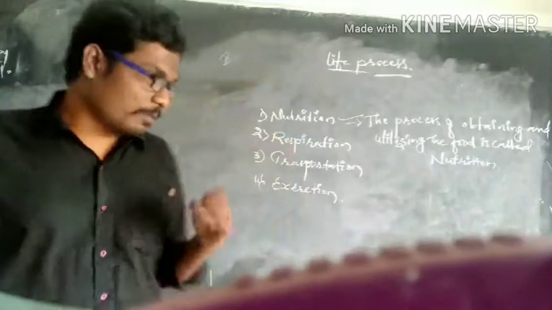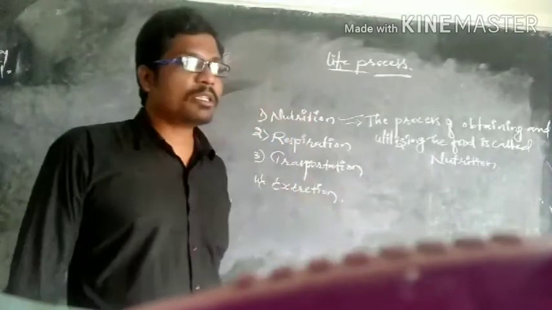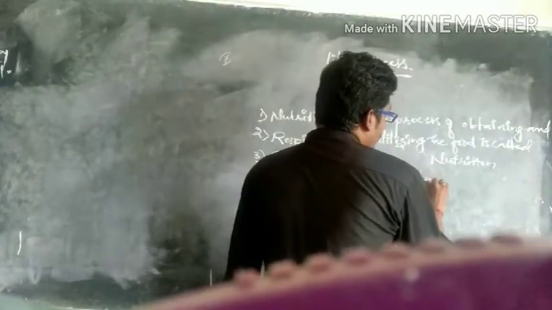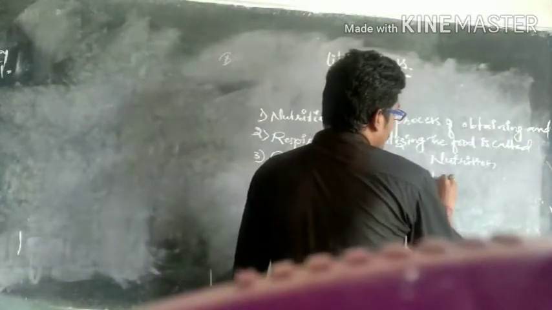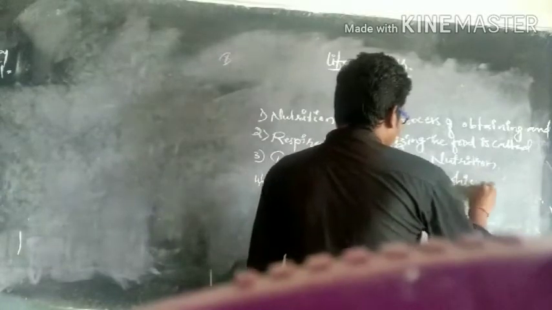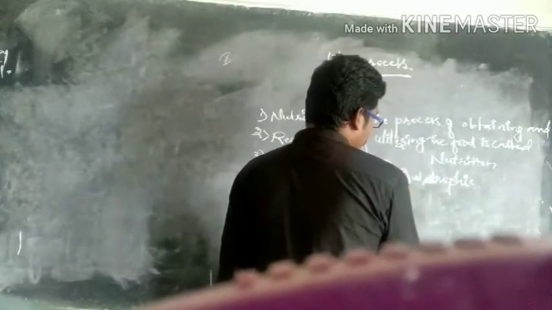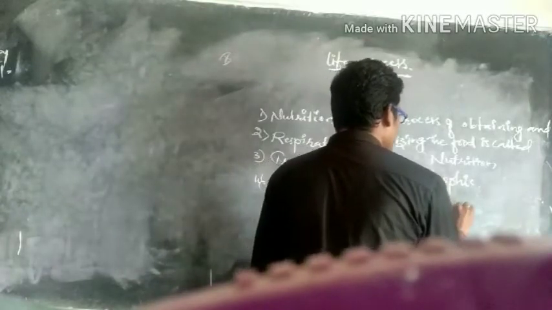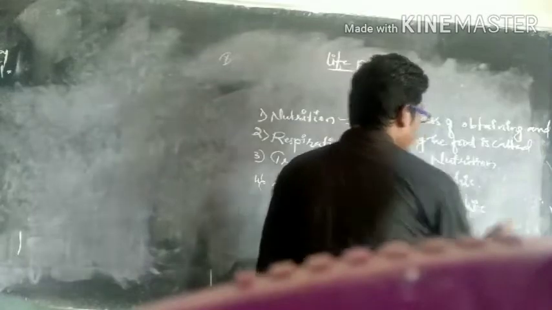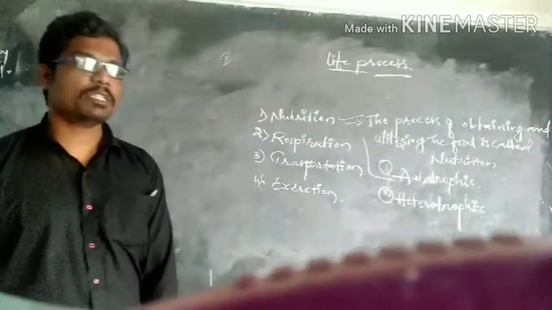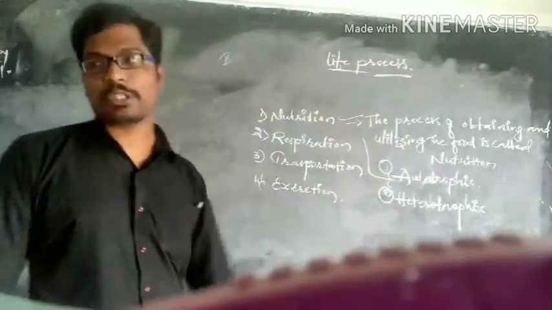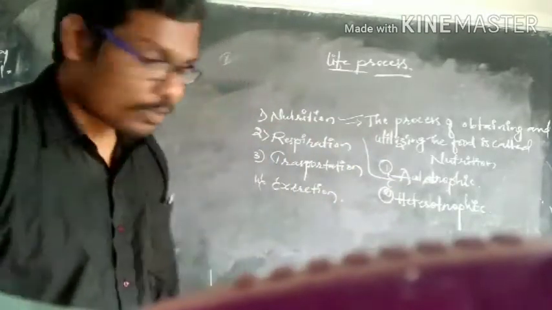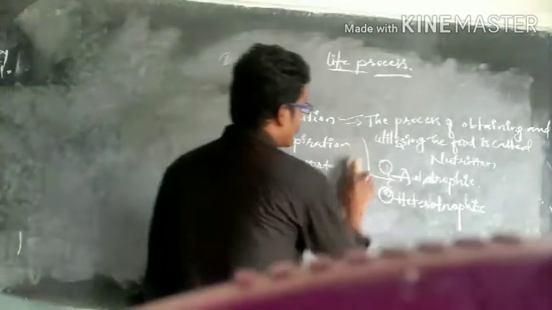Now here in nutrition there are how many types? Two types. One is autotrophic and another one is heterotrophic. These are the two things present in nutrition. Nutrition can be divided into two types, auto and hetero. Both of these we will study one by one.